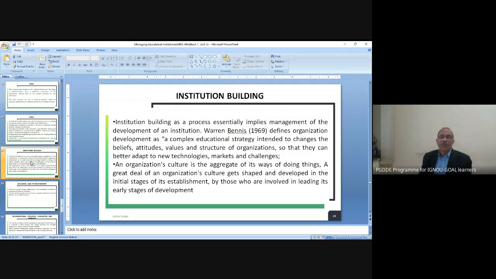Every organization, or every education institution, has its own culture. We say that this institution is good, the other institution is also good, but they don't have the culture or the impression of the other institution. So this is how they compare: students compare, public compare, parents compare.